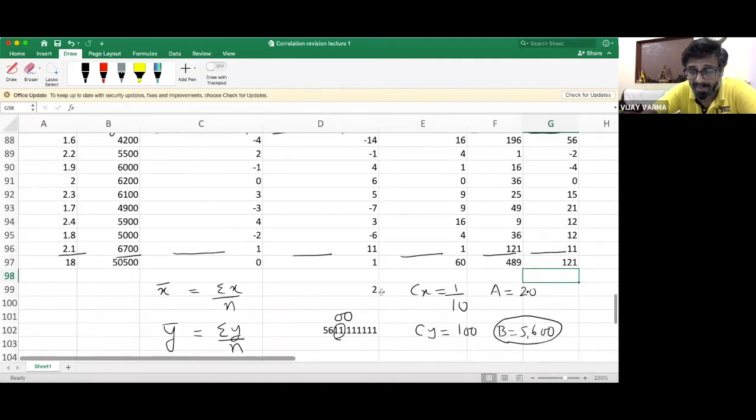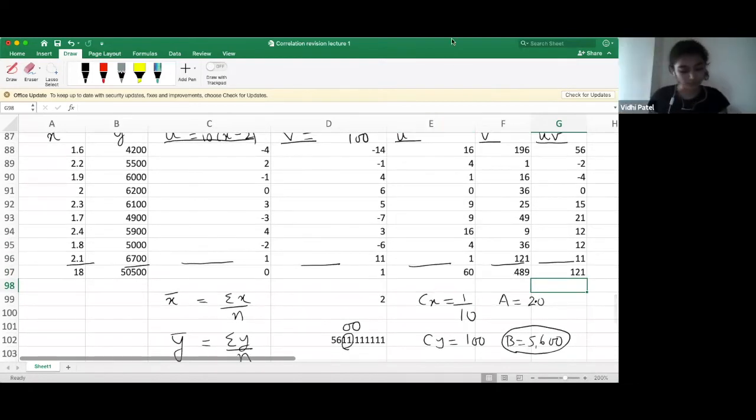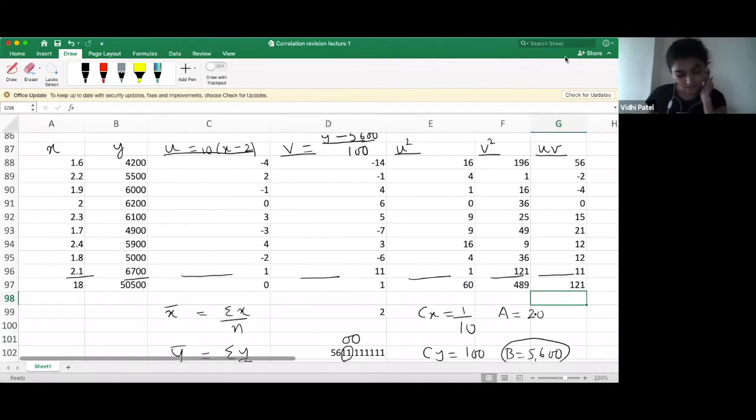Vidhi, could you get 121? I have to check one second. 12.1 is not possible, sir, because there is no decimal. There is no decimal, 12.1 is not possible. It will be 121. Okay. Yes, yes. Mute yourself.